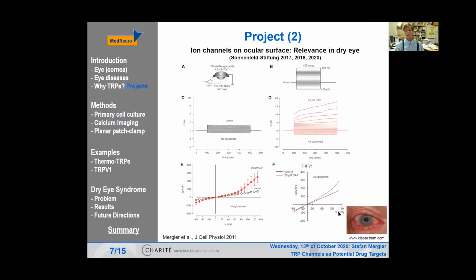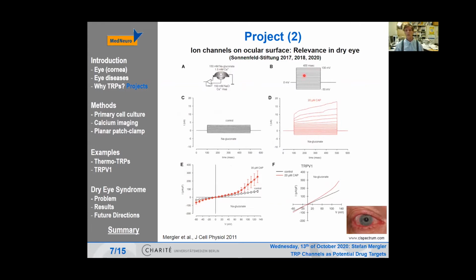Here's regarding the dry eye. I will come back to that later. This is the first publication which showed in detail the electrophysiological properties of the cells in connection. Here you can see we use gluconate instead of chloride to avoid anion channels.